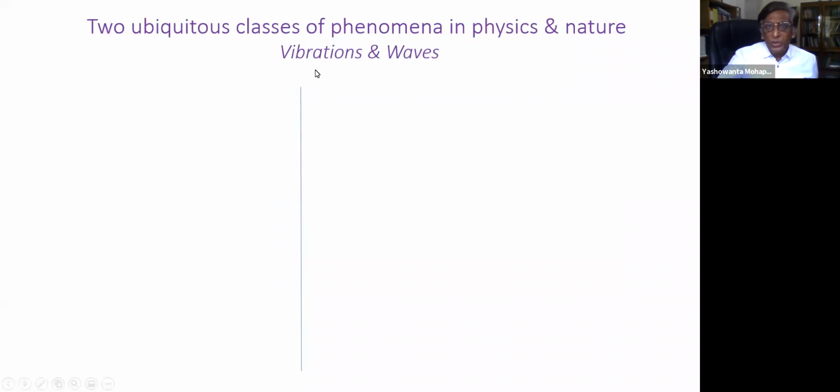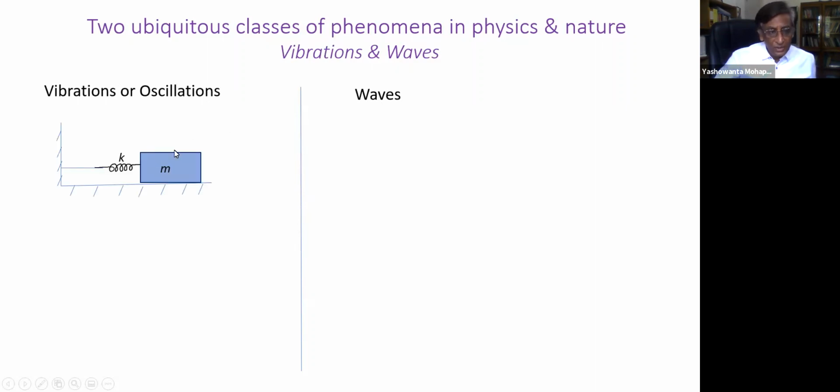There are two ubiquitous phenomena, present everywhere in physics and of course in nature, and those are vibrations and waves. You would have done vibrations in physics 102 a lot. Vibrations or oscillations, and waves. For vibrations, the typical model that comes to your mind is the mass-spring system or a pendulum.